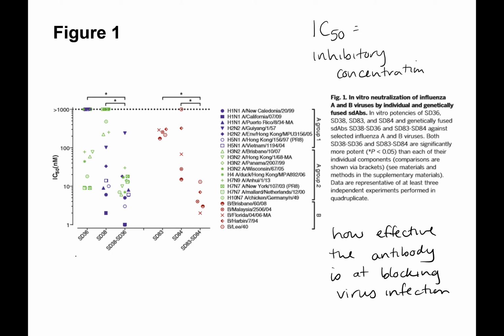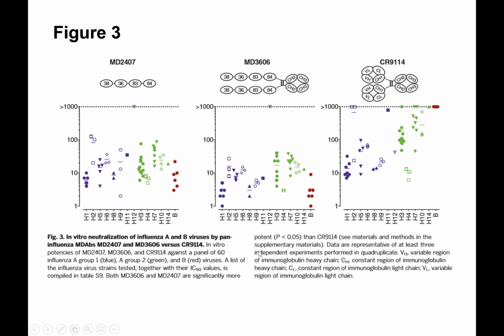Okay, so you're going to see here they're using some of their single domain and some combinations of single domain antibodies. They're calculating IC50, so the inhibitory concentration of the antibody. The lower the concentration, the more effective that antibody is. So it means it takes less antibody to block the virus from infecting. Up here, when it's greater than 1,000, those antibodies aren't working against those particular strains at all. Okay. Figure 3 is also a neutralization test to see how good the antibody might be for protecting infection.